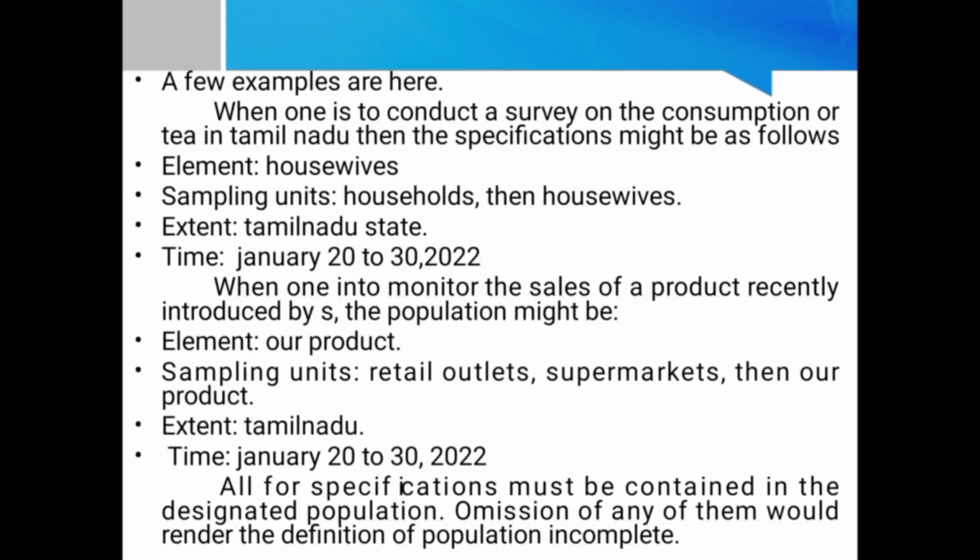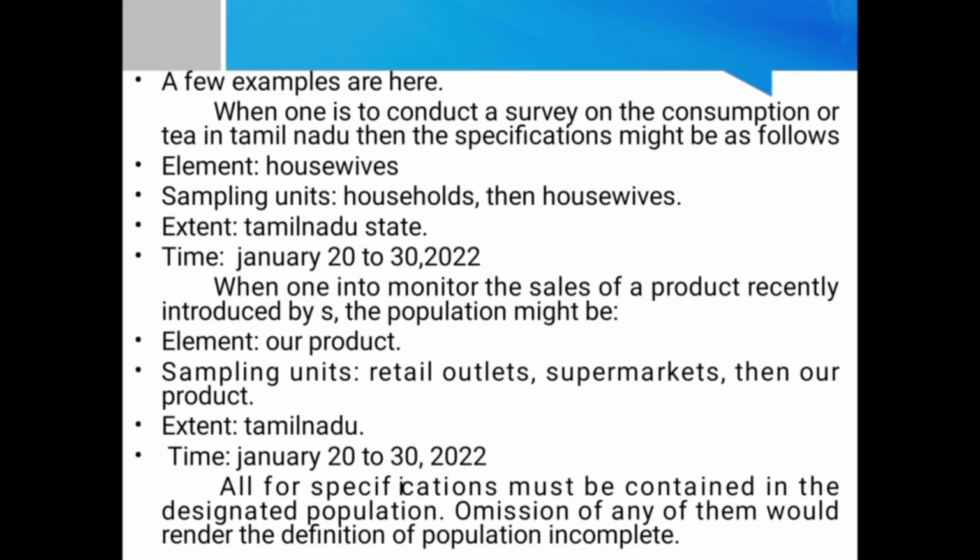A few examples are here. When one is to conduct a survey on the consumption of tea in Tamil Nadu, then the specifications might be as follows. Element: housewives. Sampling units: households, then housewives. Extent: Tamil Nadu state. Time: January 2022 to 30 2022.